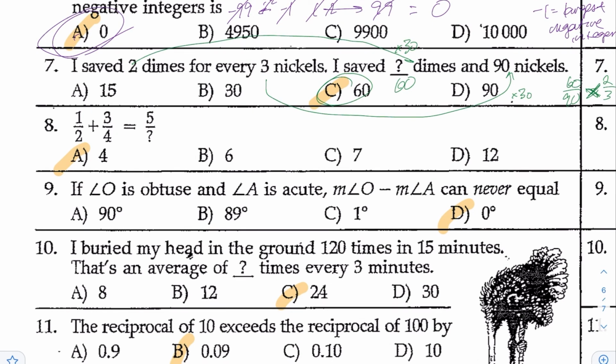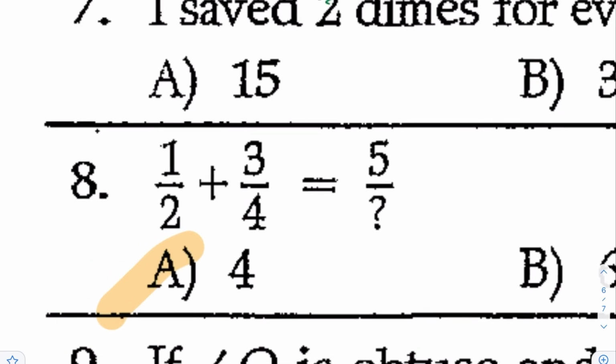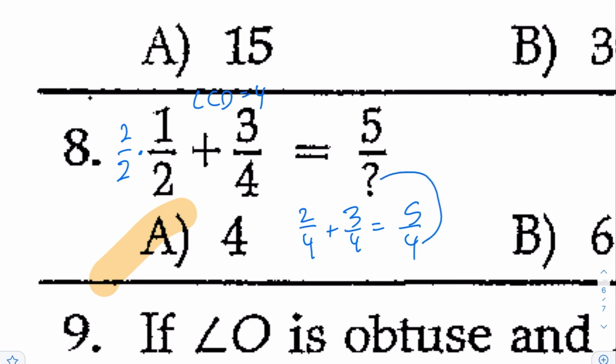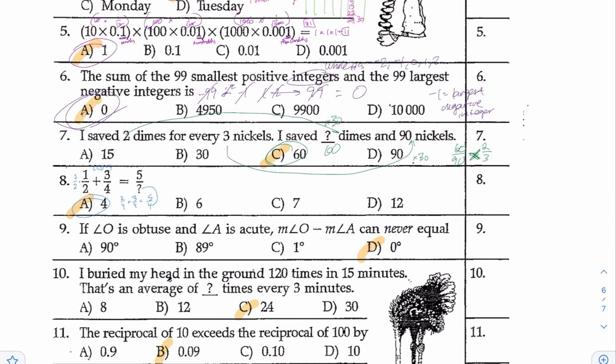Next, for number 8, you have 1/2 plus 3/4 is equal to 5 over something. So here, to add fractions, you have to make sure the denominator is the same. The LCD in this case is 4. So I have to multiply 1/2 by 2 over 2. So that'll give you 2 over 4 plus 3 over 4. That'll give you 5 over 4. So this has to be 4. Choice A.